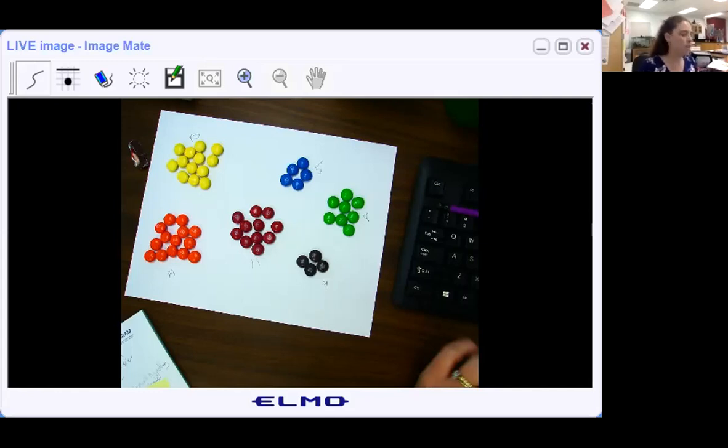All right, and so I had 14. I counted out and recorded 14 orange, 13 yellow, 11 red, 5 blue, 8 green, and 4 brown. This information is going to go on, let me switch.